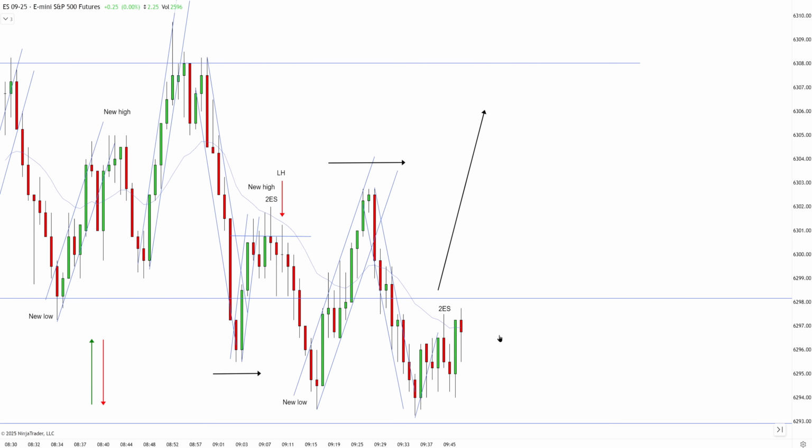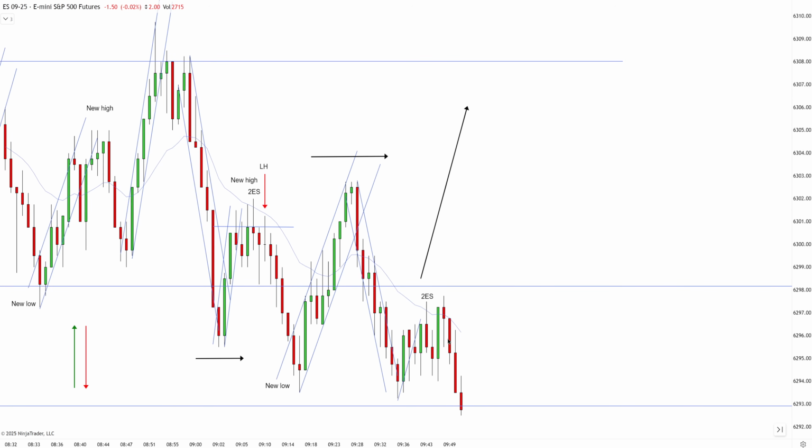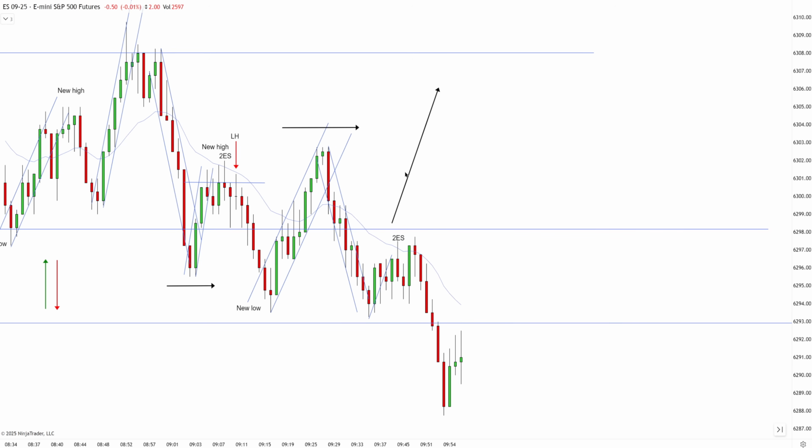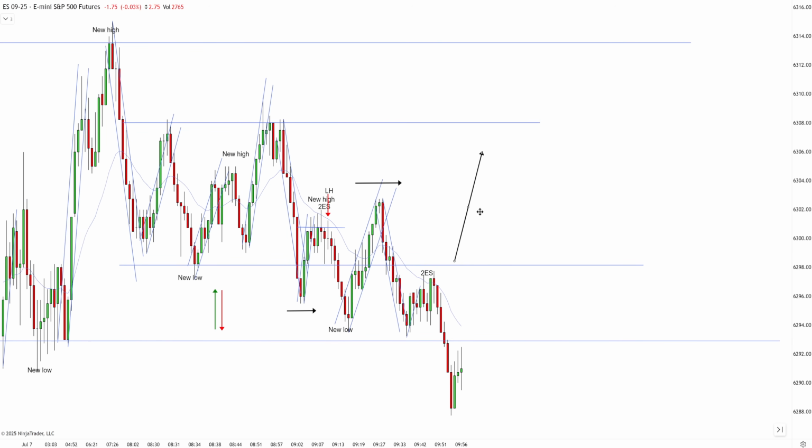You had a double trap that ended up working, but the double trap had a weak signal bar, so we definitely can't take such a bad signal bar. There's a massive tail at the bottom of this candlestick, so I can't really take it, and price action created an additional strong push down.